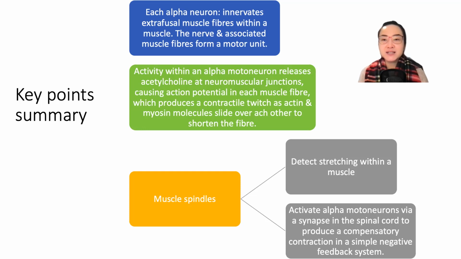Muscle spindles detect stretching within a muscle. They also activate alpha motor neurons via a synapse in the spinal cord to produce a compensatory contraction in a simple negative feedback system. Remember, muscle spindles detect stretching within a muscle and also activate alpha motor neurons via a synapse in the spinal cord.